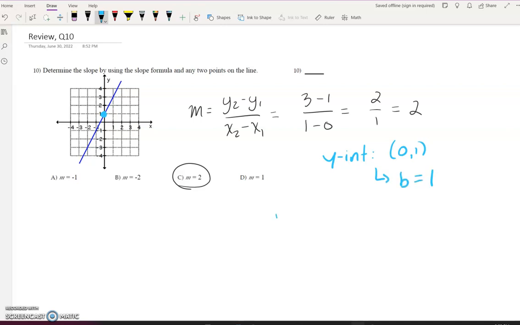So if I want to write the equation of this line in slope-intercept form, slope is 2, b is 1, and I've done more than I was asked to do. But I think this one is a good setup for the problem, and it finishes it up.